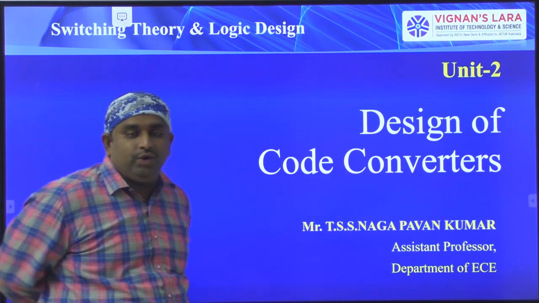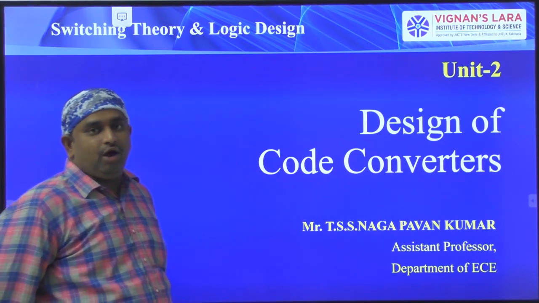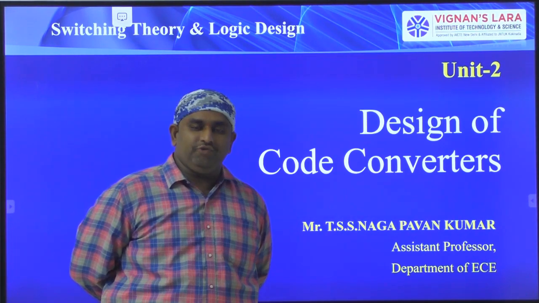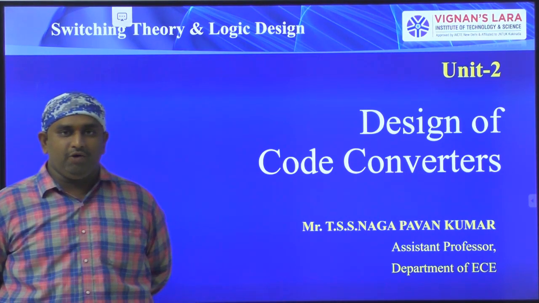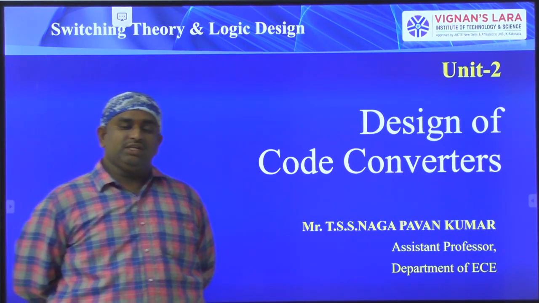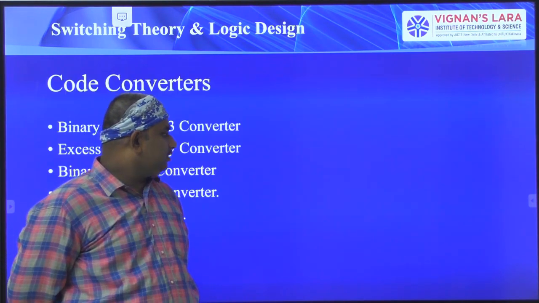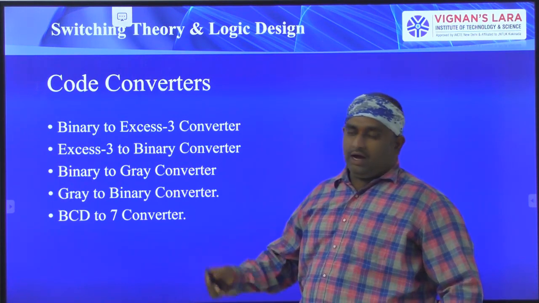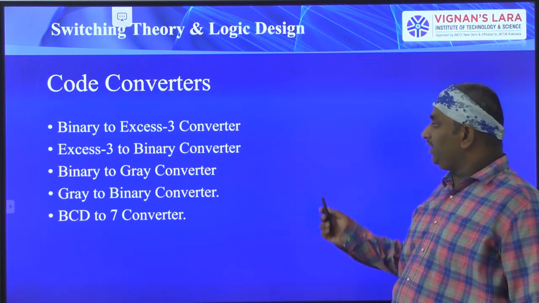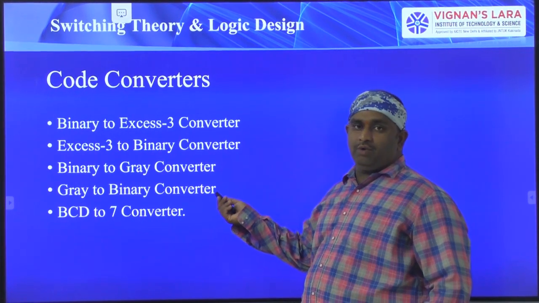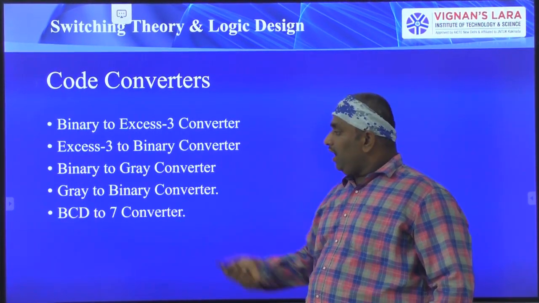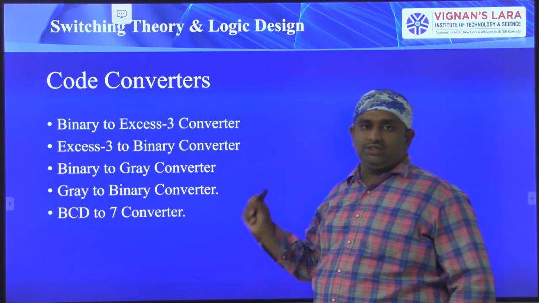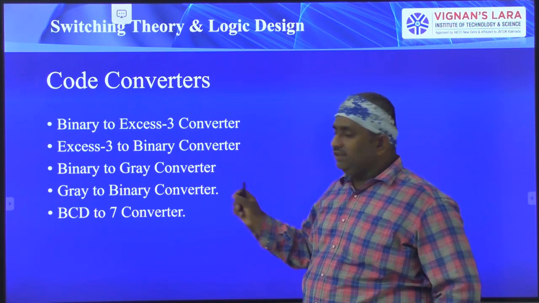So in the last class we discussed the concept of design of code converters, where the code converters are very important for any type of number system or any type of digital system. Here are some examples of code converters. Binary to XS3 code converter and its reverse, that is XS3 to binary converter. Next, binary to gray code converter and gray code to binary converter, and BCD to 7-segment display converter. These are some of the code converters we are going to see in the coming classes.